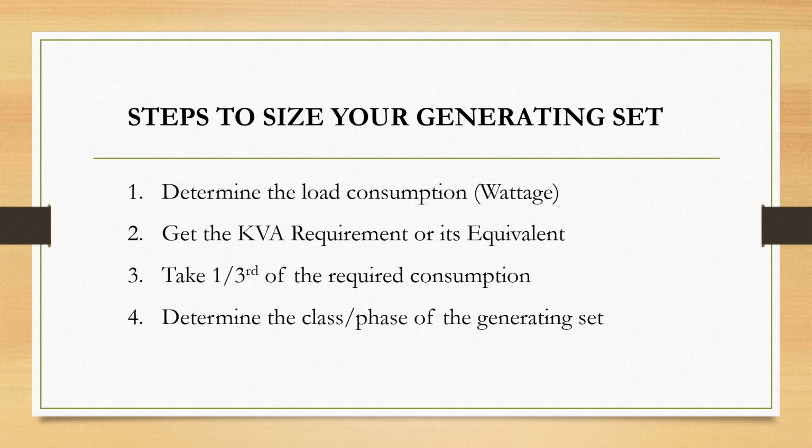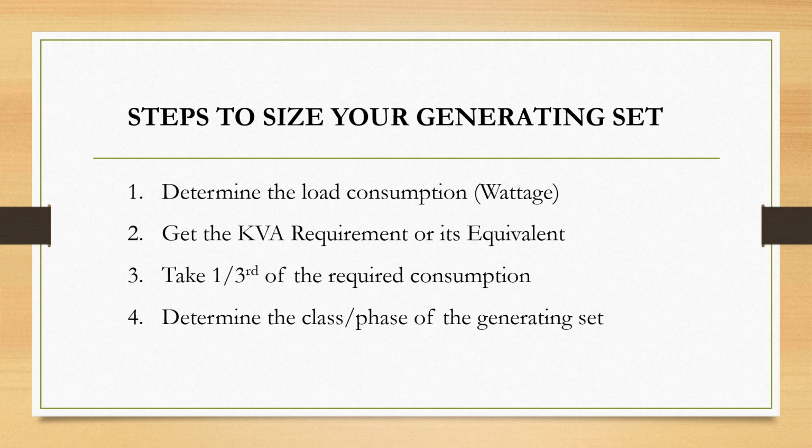Thirdly, you have to take 1/3 of the required consumption. If you add 1/3 to your total consumption, that is the rating that is required. Because if you use your total load consumption, your generator is not supposed to be sized to full capacity, so there should be an allowance. So a 1/3 allowance is required.